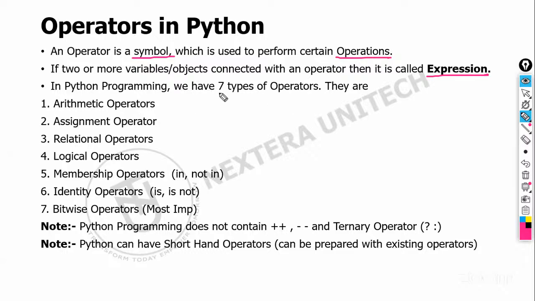So what are the different operators we have in Python? In Python, there are in total 7 types of operators. They are arithmetic, assignment, relational, logical, membership, identity, and bitwise operators. Right? And in the last session, we covered the first 4 operators: arithmetic, assignment, relational, and logical operators.